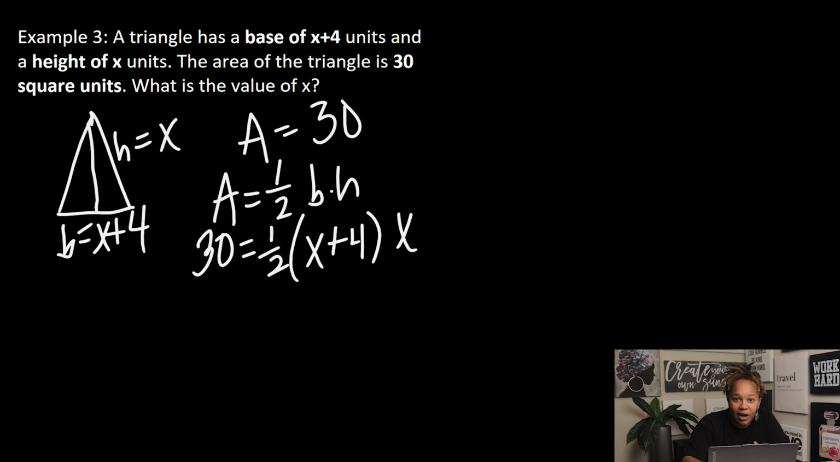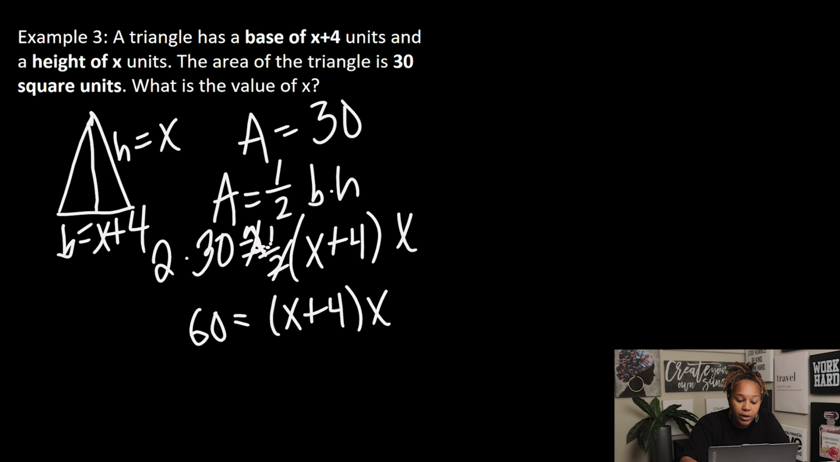First of all, we don't like fractions. Those are like the family members that we love, but we can't stand to be around. So when we see fractions, we get rid of them as soon as we can. And the way I get rid of 1 divided by 2 is I multiply both sides by 2. I'm multiplying by 2 so that those 2's can cancel. And 2 times 30 is 60. And so those 2's cancel and it leaves me with x plus 4 times x.